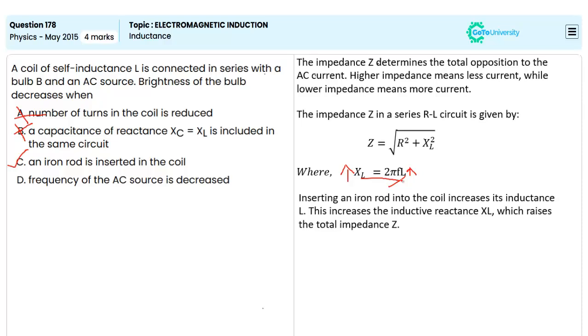Hence, inserting an iron rod in the coil increases the inductance and decreases the brightness of the bulb. Hence, option C is the right answer.